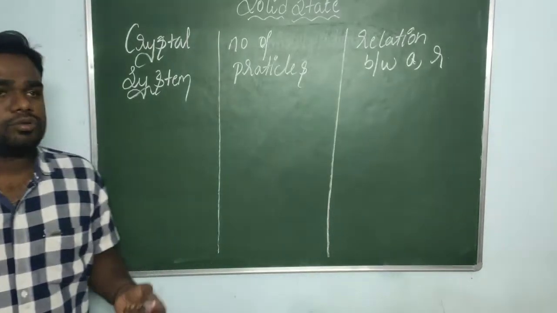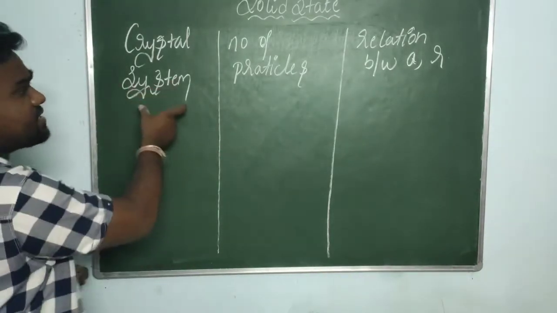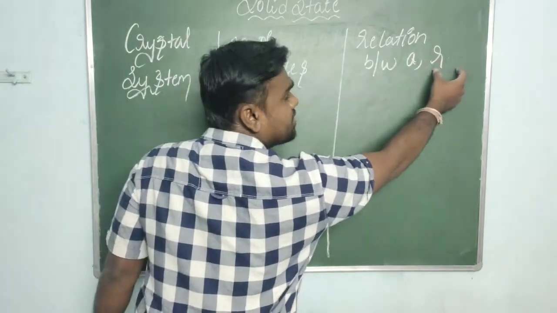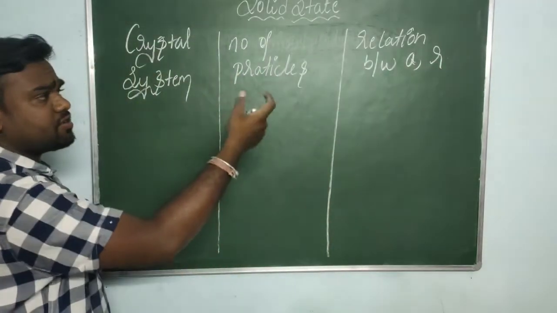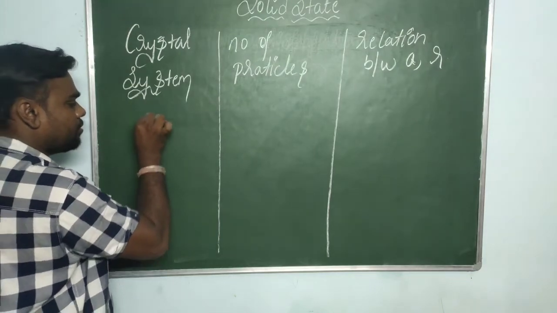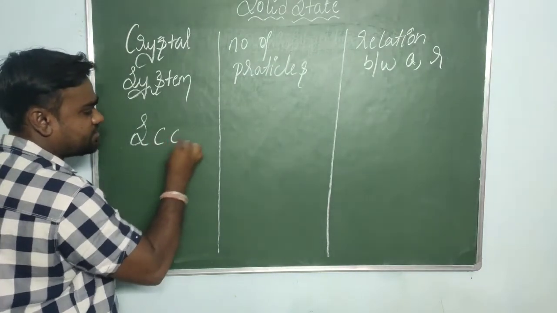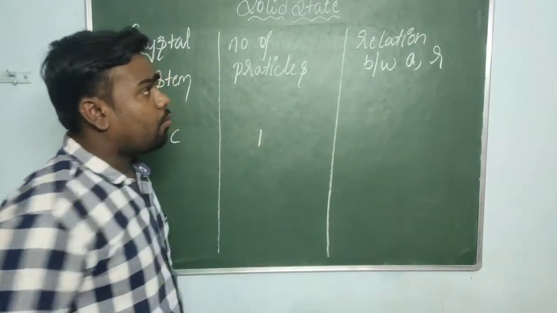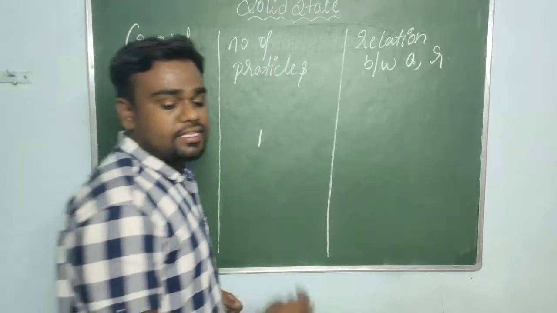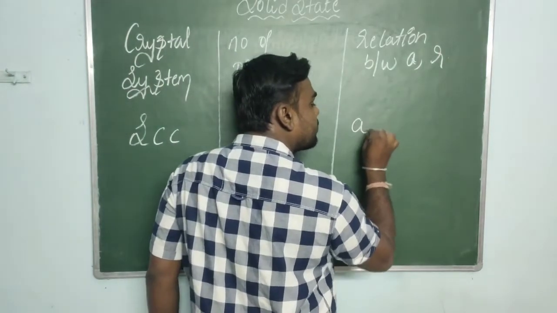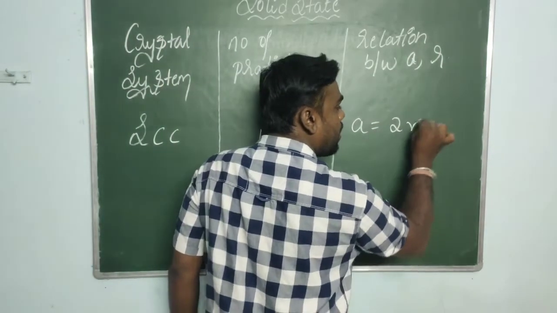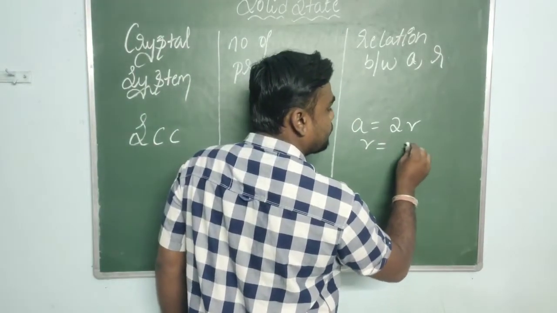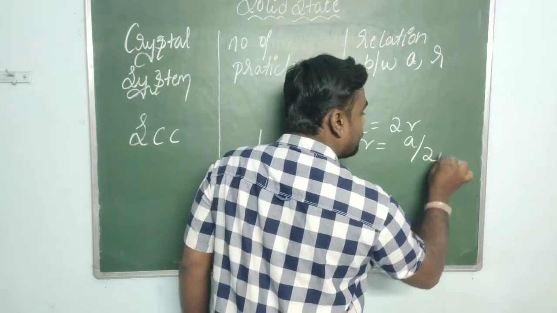Now we are going to study the chart, that is crystal system, number of particles, and relation between edge length and radius of the atom. First we study SSC. SSC, number of particles is 1. What is the edge length? Edge length is A equals 2R. What is the radius of the atom? R is equal to A by 2.